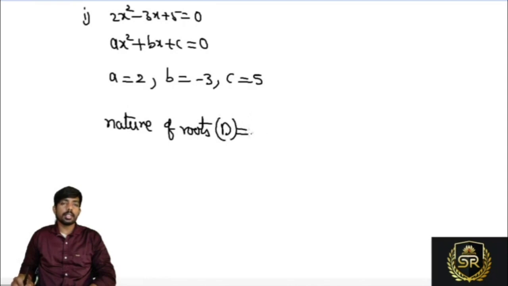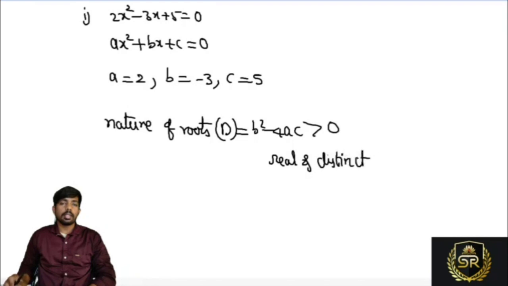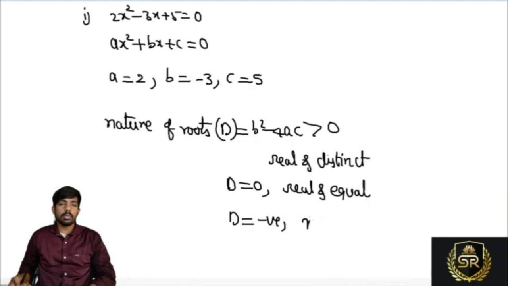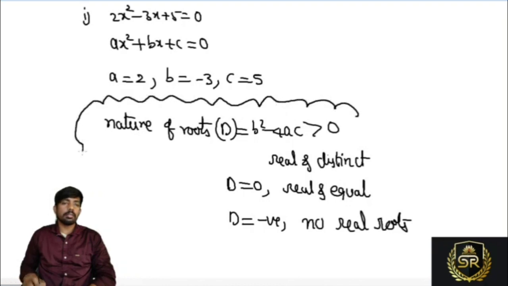Discriminant D equals b square minus 4ac. If the discriminant is greater than 0, then the nature of the roots is real and distinct. If the discriminant equals 0, real and equal roots. If the discriminant is negative, less than 0, then no real roots. That's all. This is the basic concept of the nature of the roots.